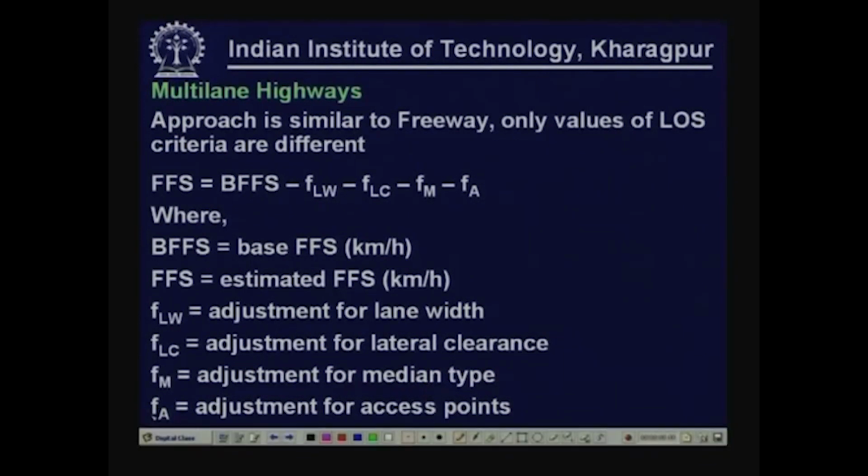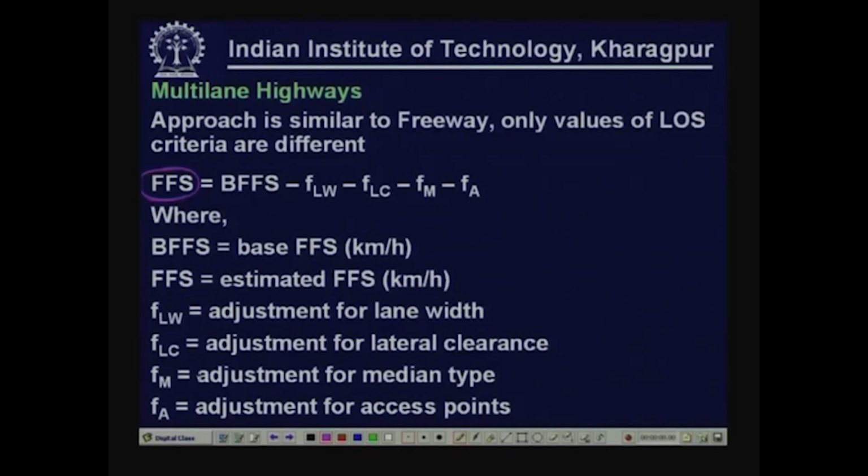Now, coming to multi-lane highways, the approach is similar to whatever we have discussed for freeways. Only thing, the values, corrections and factors are different for multi-lane highways. For example, here also appropriate corrections are necessary to obtain free flow speed under prevailing condition from the free flow speed under base or ideal conditions. But here, the corrections are different from what we applied for freeway segments.